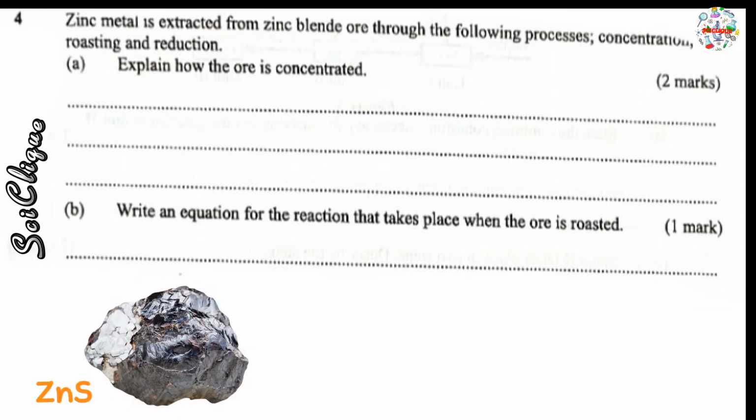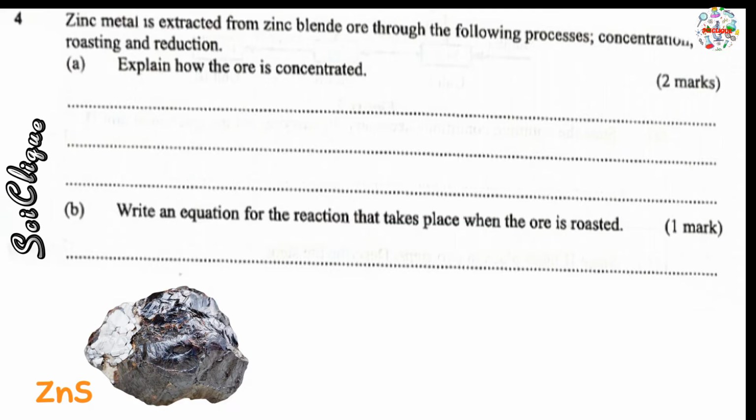Now, what happens is that when you have these ores, they usually tend to contain a lot of impurities. Now, remember, when you're extracting a metal, your aim is to get as much of that metal as possible. You're not concerned about any impurities that are there. So what you need to do is concentrate as much of the metal as possible and remove as many impurities as possible. So this is where concentration happens. So concentration simply refers to a process that removes impurities from the ore.